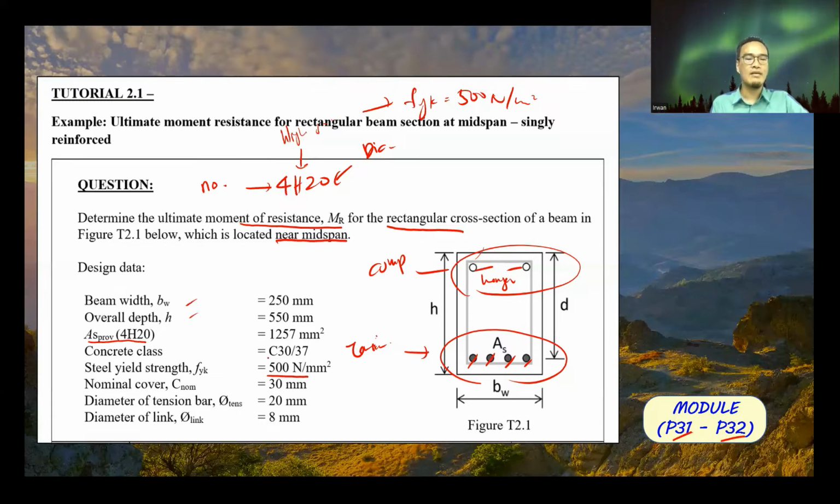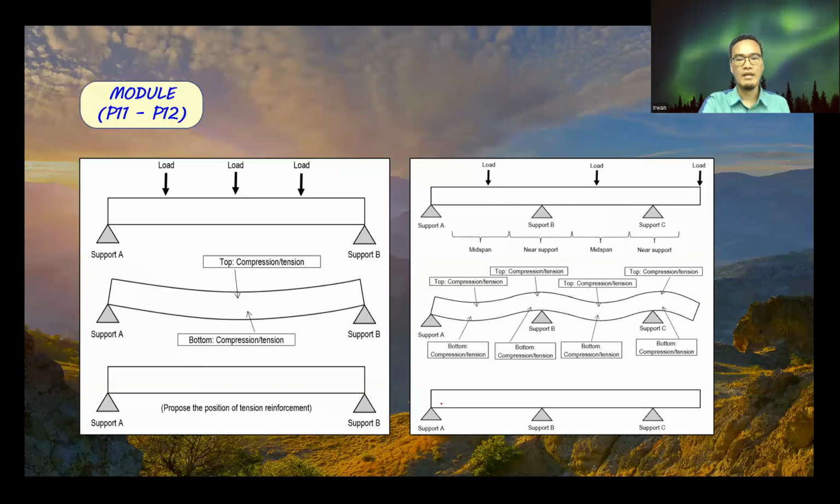The concrete class: if the concrete class is given by this type of writing, you must be able to determine the value of fck. What is the value of fck? Yes, fck is equal to 30 Newton per millimeter square. Next, you must recall your knowledge here. The tension occurs at the bottom, so we provide the tension reinforcement at the bottom. You can recall this from our previous video.